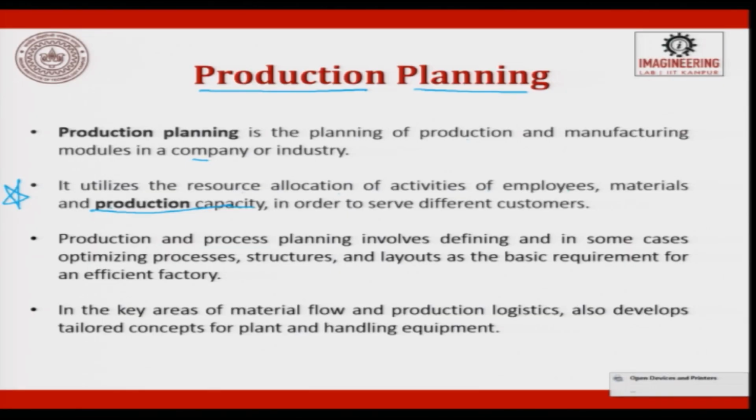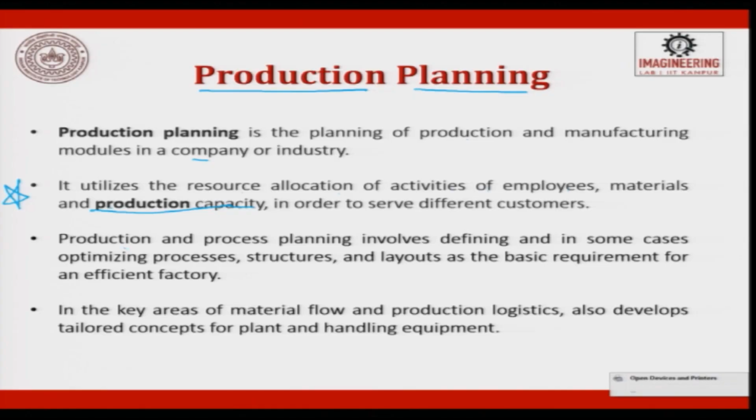In the same way, production planning, production capacity. What is the capacity when we talk about this? For the courier boy, it is the weight he can take and the number of customers he can handle in a given point of time. Okay. Then, production and process planning involves defining and in some cases optimizing. Defining is different, optimizing is different. Defining is you define, I need to get to this place. Optimizing is how quickly I get to this place.